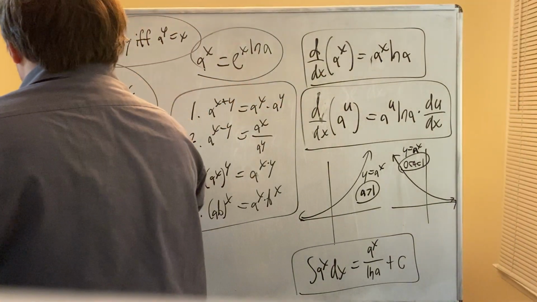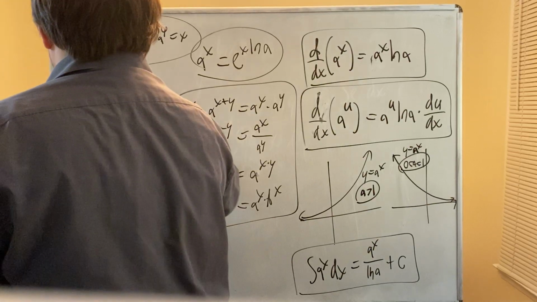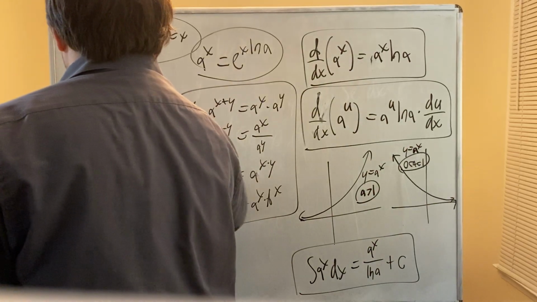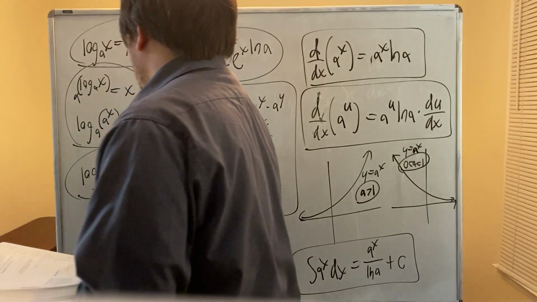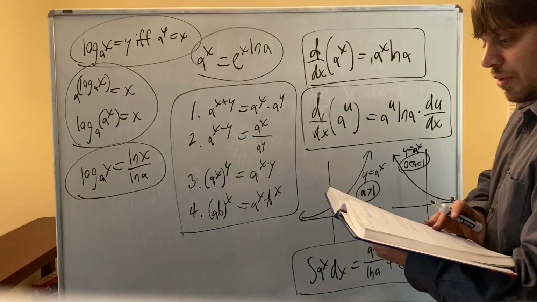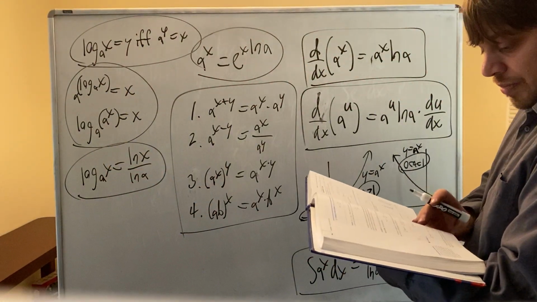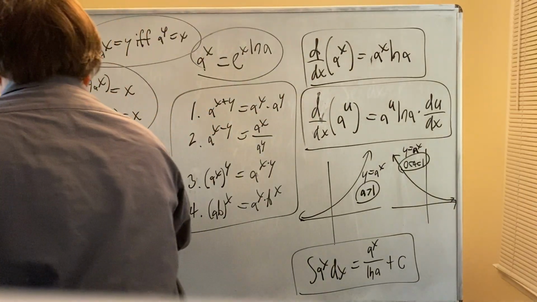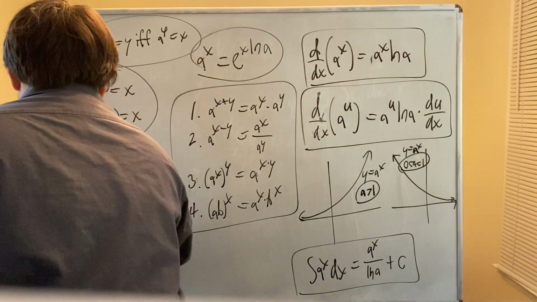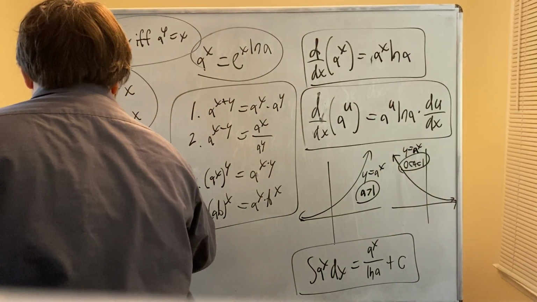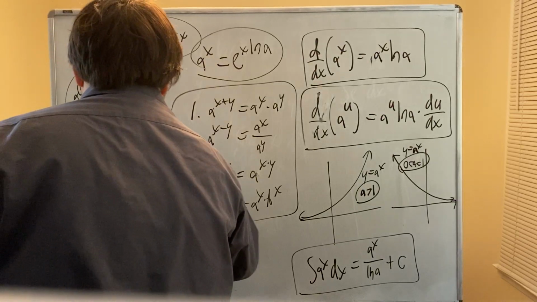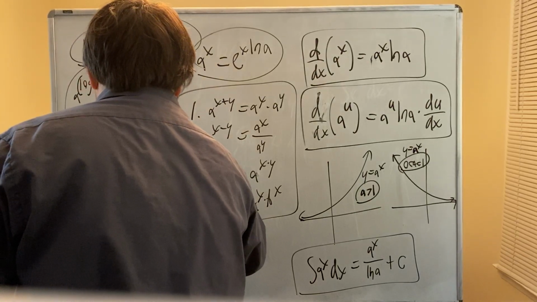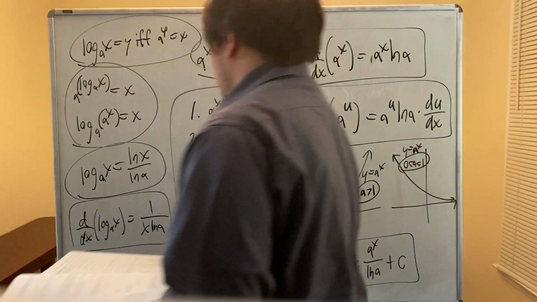You have the change of base formula. Log base a of x equals ln x over ln of a. It's a change of base formula. You need to know that. And we have the derivative equation, d dx of log base a of x is equal to 1 over x ln a. You need to know that also.